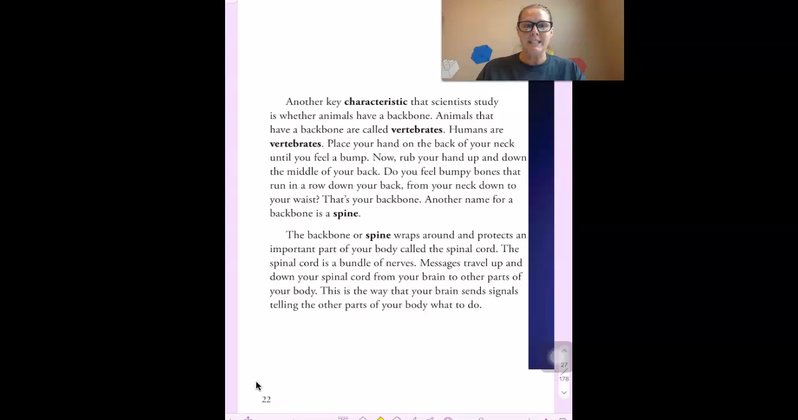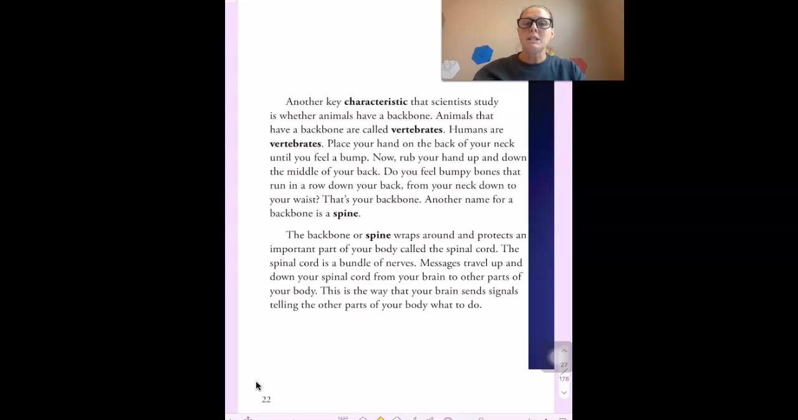Another key characteristic that scientists study is whether animals have a backbone. Animals that have a backbone are called vertebrates. Say it with me, vertebrates. Humans are vertebrates. Place your hand on the back of your neck until you feel a bump. Now rub your hand up and down the middle of your back as far as you can go. Do you feel bumpy bones that run in a row down your back from your neck down to your waist? That's your backbone. Another name for a backbone is a spine.